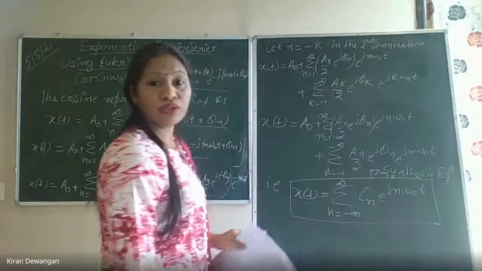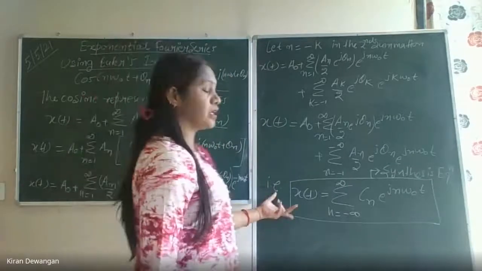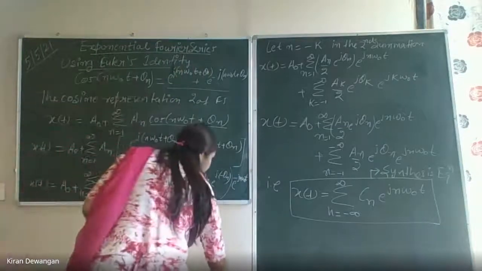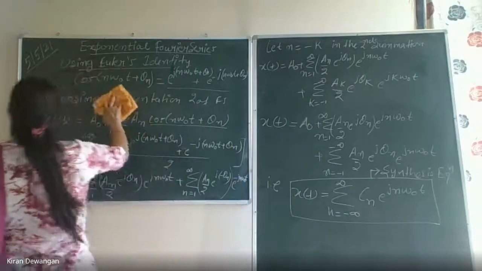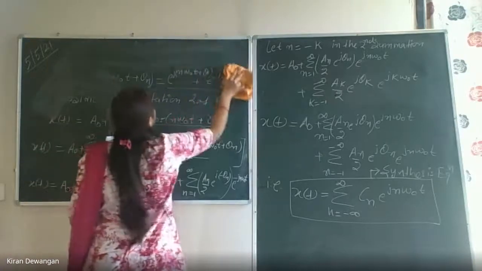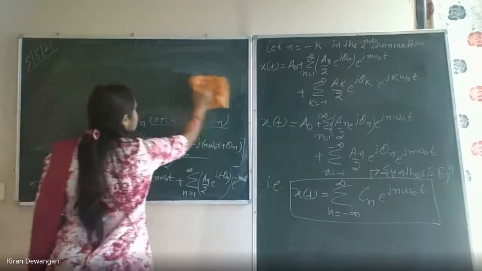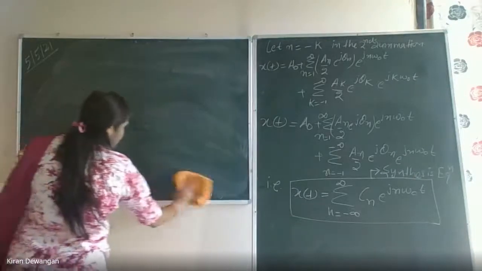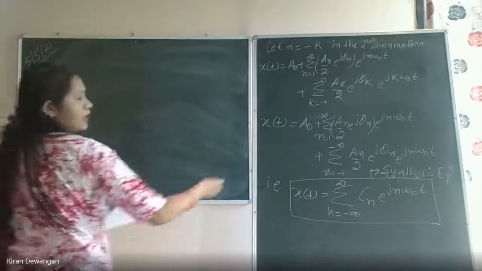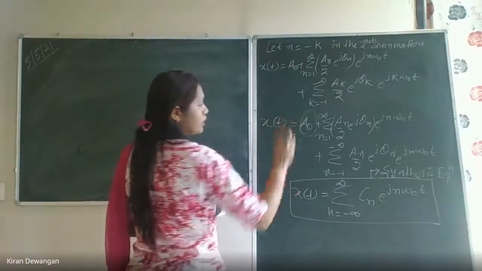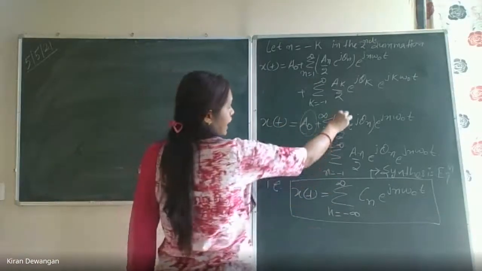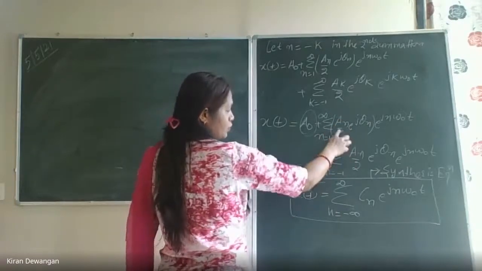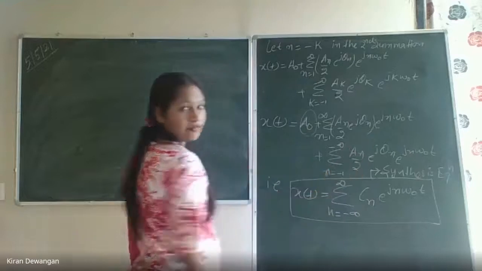Okay? This equation is also known as the synthesis equation, and this is the exponential form of Fourier series. Now let us see what Cn is here. What I am doing here is I have taken this a naught. A naught is the value for n equals 0, and the n by 2 term will have the values for both positive values of n and negative values of n.